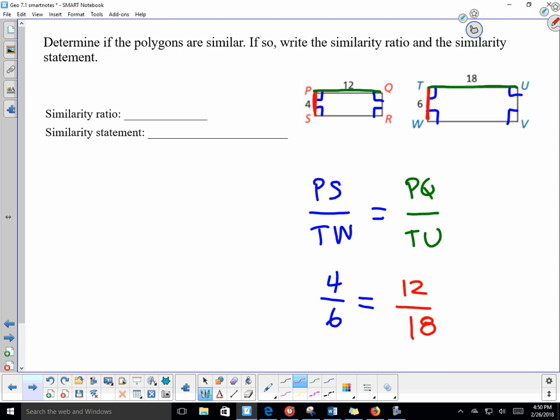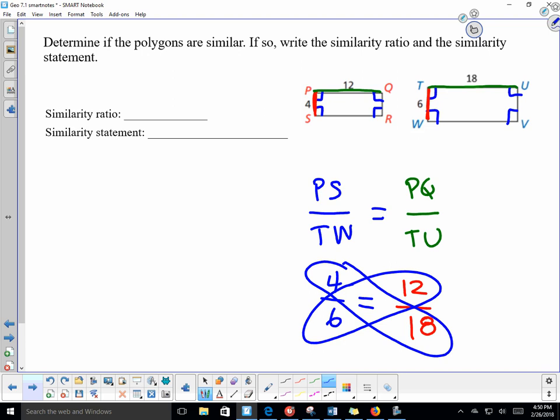You could cross multiply if you want, or reduce each fraction. If I cross multiply, do I get the same thing? I hopefully do. 4 times 18, is that equal to 6 times 12? So if you look at your calculator, 4 times 18 turns out to be 72, and 6 times 12 is also equal to 72. So that works.